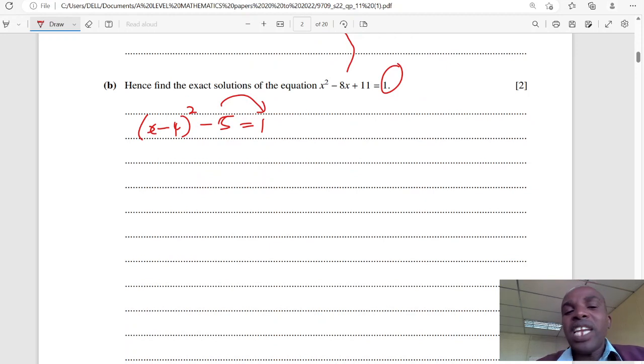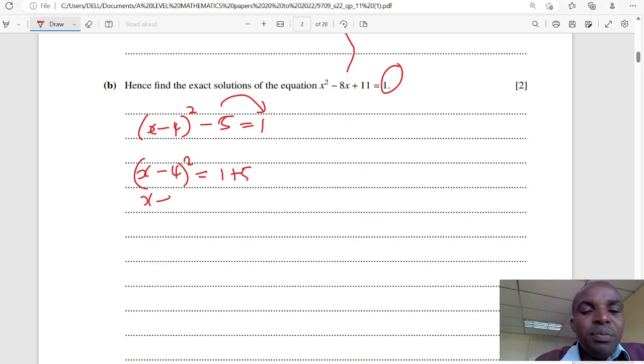Deal with all the things that are outside the brackets first. Like in this case, there's negative 5. You have to remove it, take it to the other side. Then plus 5. It will be (x minus 4) squared is equal to 6. Then to remove the square, you square root both sides. Like this. Then it will be x minus 4 is equal to root of 6.